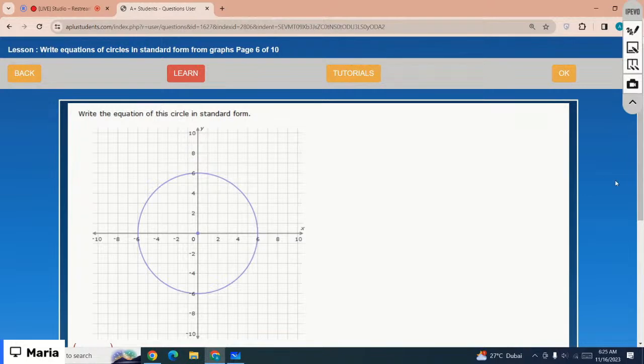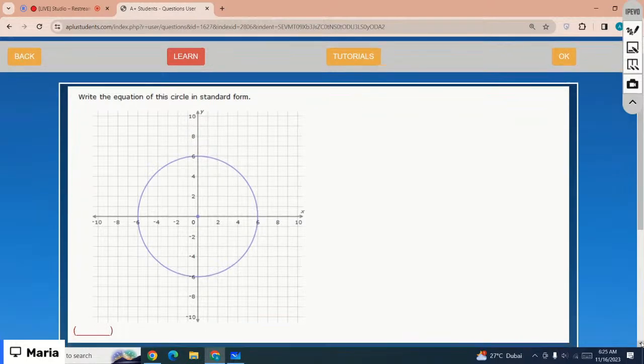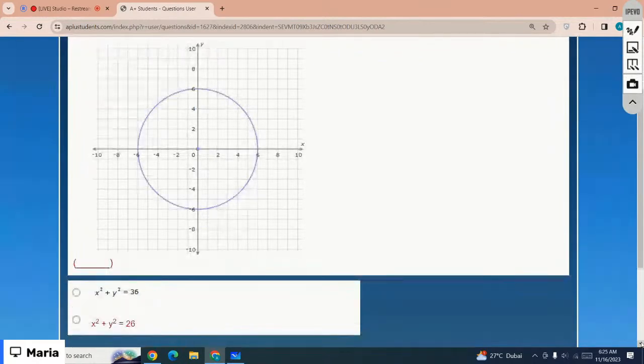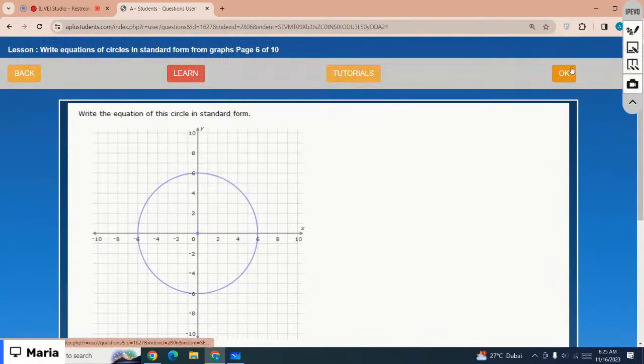Write equation of the circle in standard form. So which is the correct option? The correct option is x square plus y square equals 36. Option number 1 is the correct option because the radius of the circle is 6.